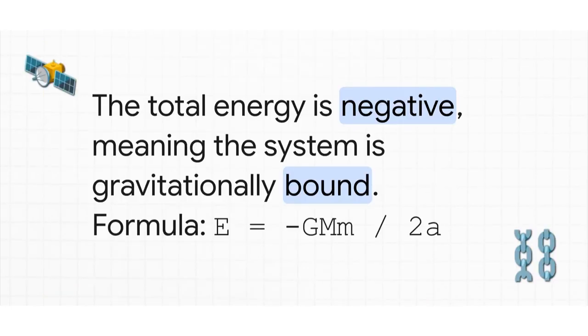And if we look at the total energy of an orbiting satellite, which is its kinetic energy plus its potential energy, we find once again that the total energy is negative. This just confirms what we talked about earlier. A negative total energy means the system is bound. That satellite is gravitationally trapped by the Earth.